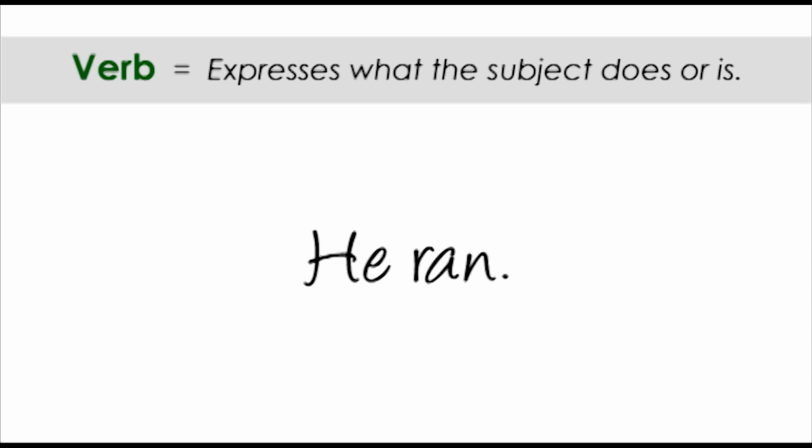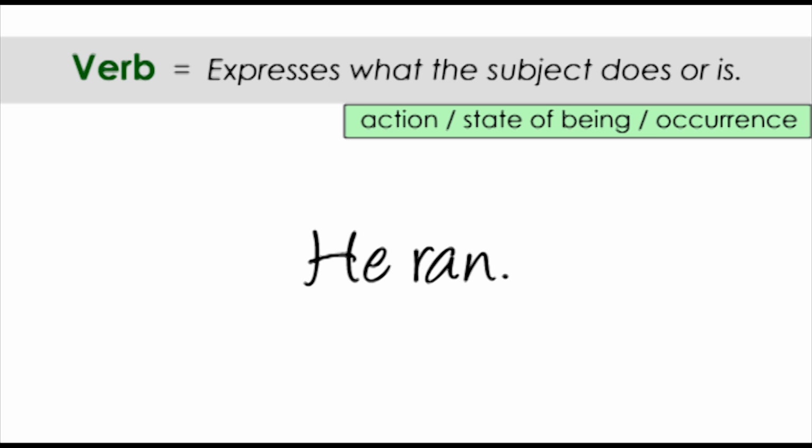Next, we have a verb, which expresses what the subject does or is. A verb describes an action, a state of being, or occurrence. In the example sentence, he ran, we can find out what the verb is by asking ourselves, what did the subject do? Well, first we must identify the subject of the sentence, which is the pronoun he. Now that we have identified the subject, we see that the sentence also states that an action was taken by that subject, that action being the verb ran, and thus the verb of the sentence has been identified.